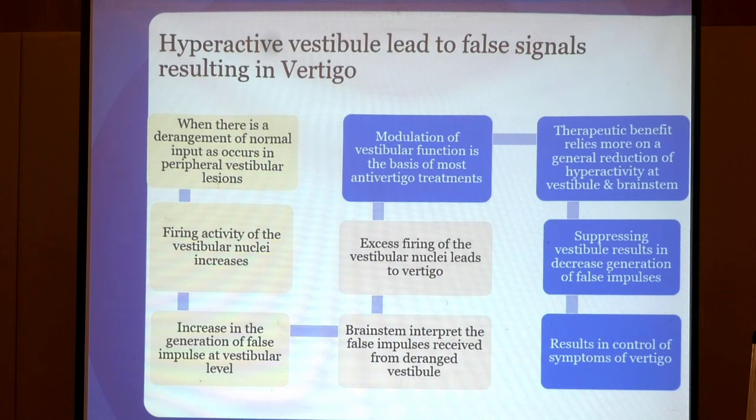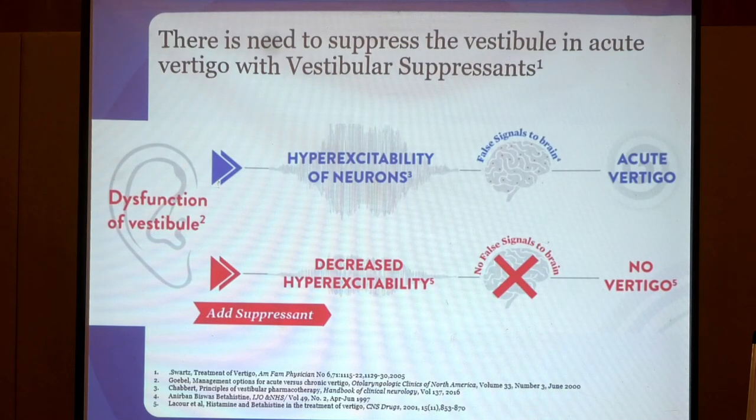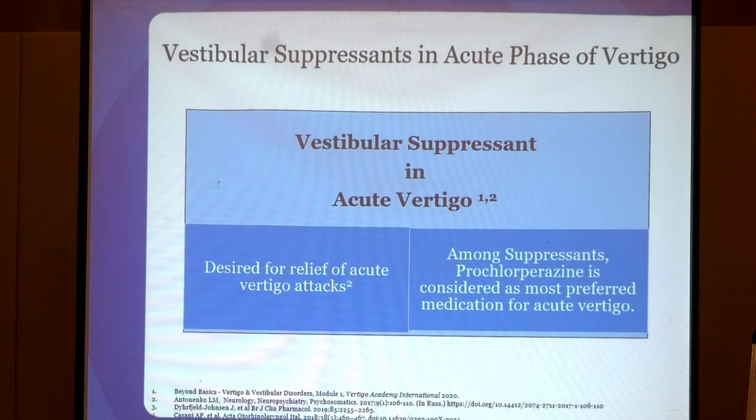The therapeutic benefit relies more on a general reduction of hyperactivity at the vestibule and brainstem, and suppressing the vestibule results in decreased generation of false impulses, which results in the control of symptoms of vertigo. So, there is a need to suppress the vestibule in acute vertigo with a vestibular suppressant. Hyperexcitability of neurons causes acute vertigo; if you decrease the hyperexcitability, there is no vertigo. So, with vestibular suppressants in acute vertigo, we desire relief of acute vertigo attacks, and among suppressants, prochlorperazine is considered the most preferred medication for acute vertigo.